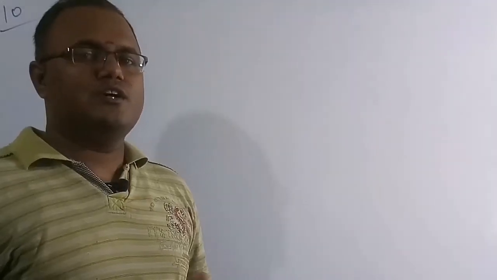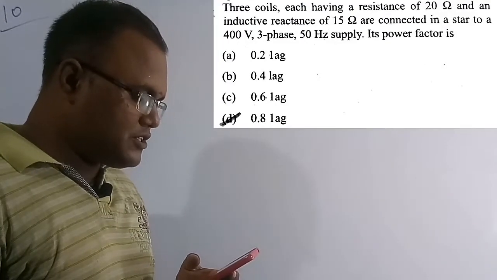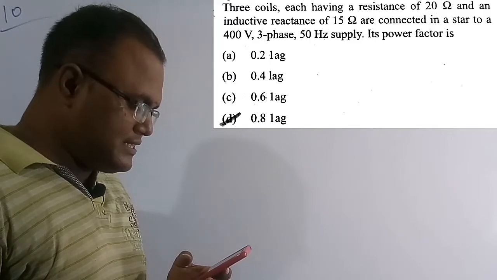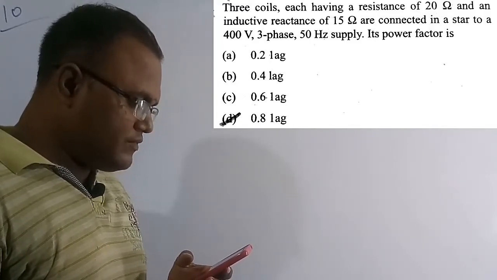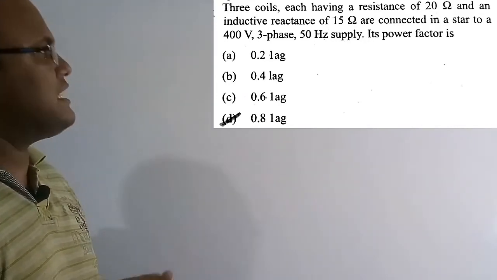Now we are going to solve the last question of this lecture. See the question here. Three coils each having a resistance of 20 ohm and an inductive reactance of 15 ohm are connected in star to a 400 volt 3-phase 50 Hz supply. Its power factor is... So basically there are three coils.